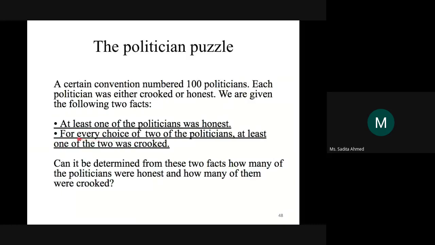The second statement says that if you were to pick any random two politicians, you would always have at least one crooked politician there. That is what it says. Now think about what it means. For every choice means that, from a list, you can go one by one and make your own combinations.